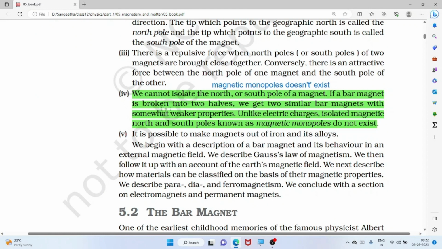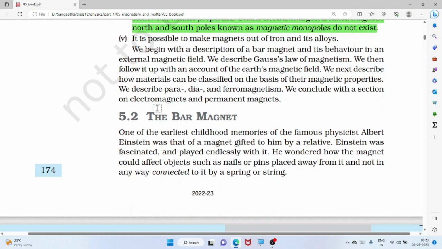So we cannot isolate the magnetic poles. We cannot isolate the north or south pole of the magnet. If a bar magnet is broken into two halves, we get two similar bar magnets with somewhat weaker properties. Unlike electric charges, isolated magnetic north and south poles, known as magnetic monopoles, do not exist. Positive and negative electric charges exist, but magnetic monopoles do not.